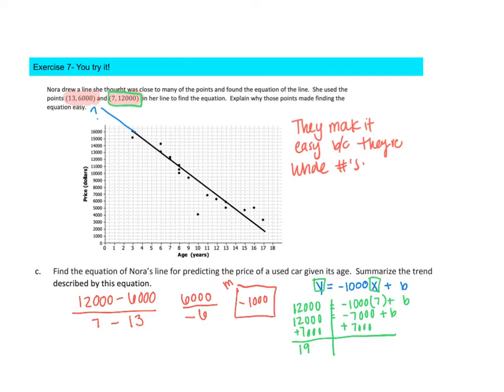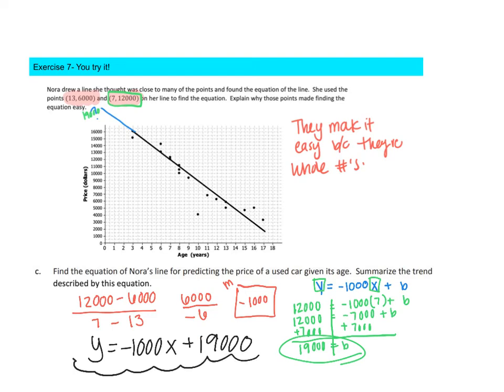I get that 19,000 equals b, which makes sense, right? This is about 19,000 up here. Well, it actually is exactly 19,000 up there where it's going to hit. So I have my b value, I have my m value. I can write my equation y equals negative 1,000x plus 19,000. This is the equation for this line.